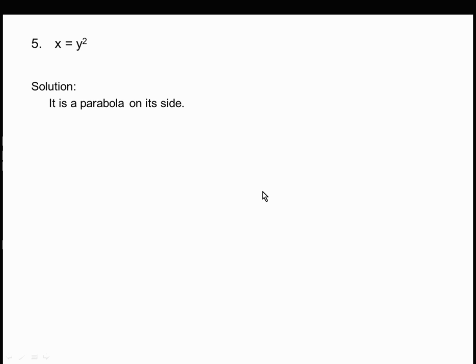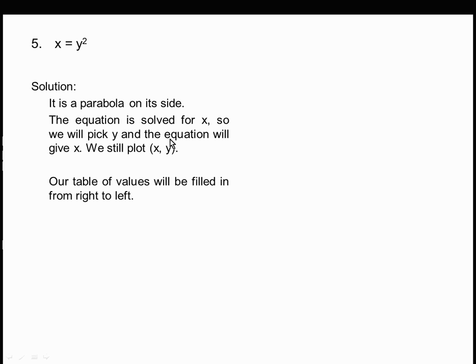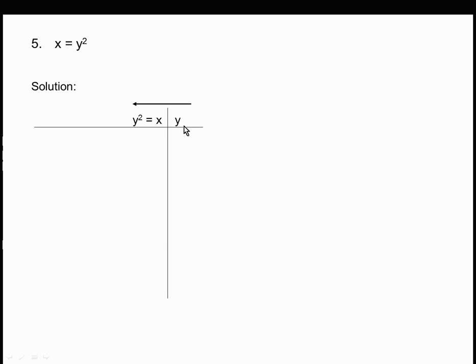Okay, how we're going to be able to tell this? We're going to make a table of values. Okay, so the equation is solved for x, so it says x equal. So we will pick y, and the equation will give x. You still plot xy. So remember, we're going to pick the y, equation will give x. So our table of values will be filled in from right to left. So again, we're going this way.